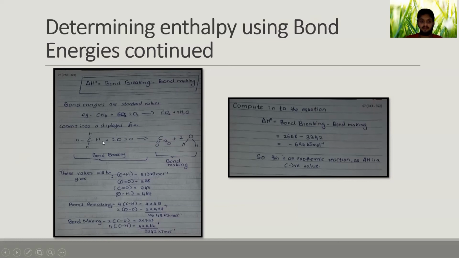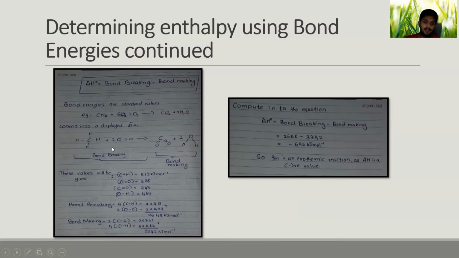The CH4 and the oxygen, those bonds need to be broken. Here I have drawn displayed formulas to show you the bonds that have been broken. Now look at here: the CH4 has 4 C-H bonds. All of these C-H bonds should be broken. Similarly for oxygen, if you can see, oxygen has a double bond.